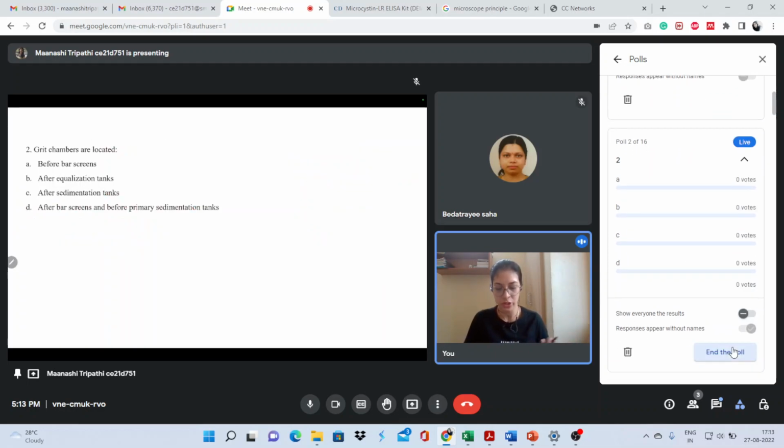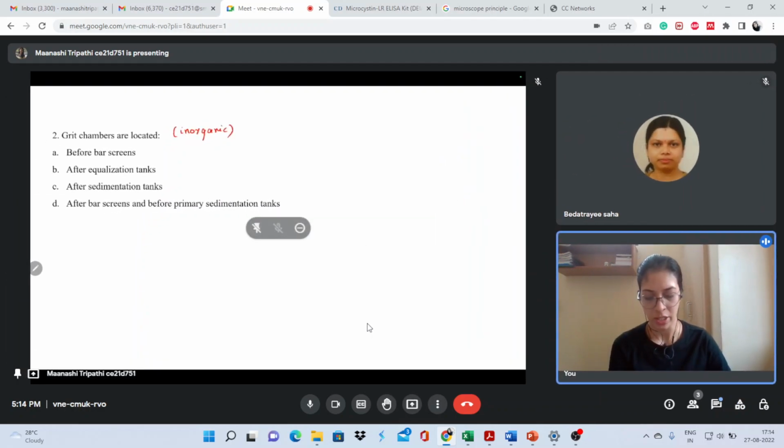question. Question number 2: grit chambers are located before the bar screen, after the equalization tank, after the sedimentation tank, or after the bar screen and before the primary sedimentation tank? This is what you need to answer. Grit chambers are basically used for inorganic compounds. So where do we place them? Try to recall from the lecture.